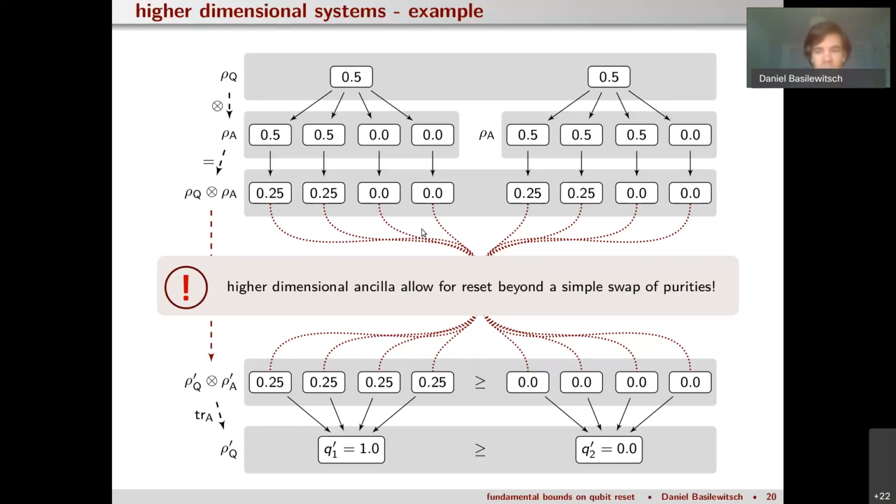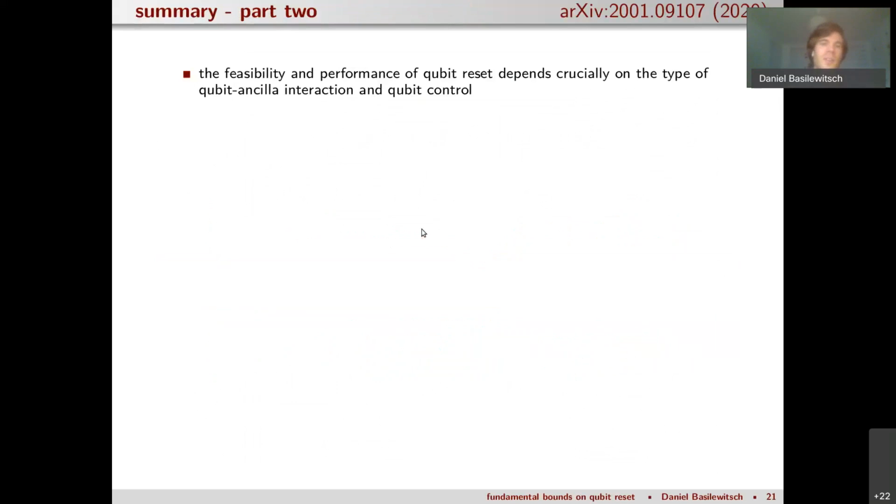So this is a really nice result, and with this I would like to come to the summary. What I showed you in the second part is that the feasibility and performance of qubit reset really depend on the type of the interaction between qubit and ancilla, and also the type of control with which the control field interacts with your qubit.